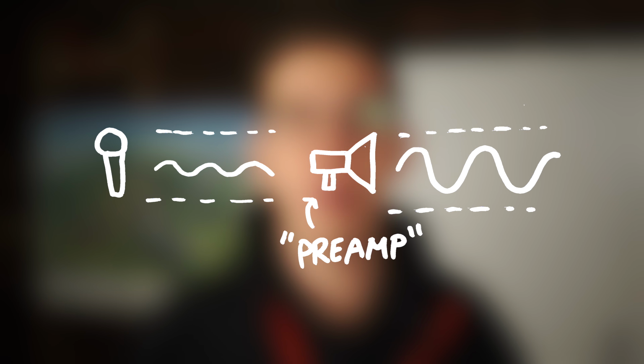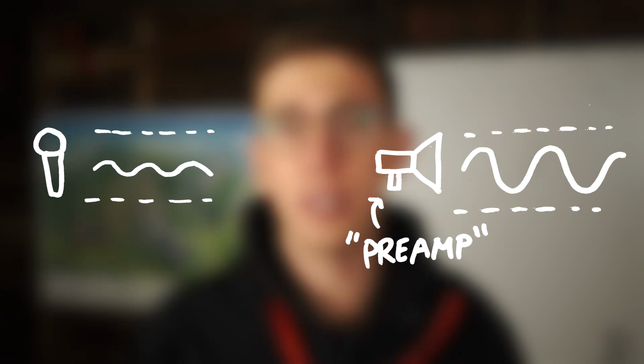It's called preamps. A preamp or preamplifier is what boosts a weak audio signal to a usable level before it gets recorded. Think of it like a microphone whispering and a preamp acting as a megaphone, making that whisper loud and clear. But not all preamps are created equal. Some introduce noise or distortion.